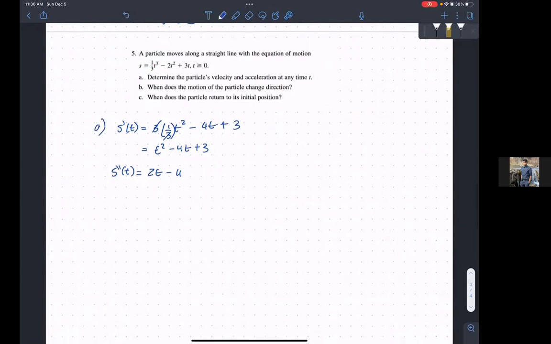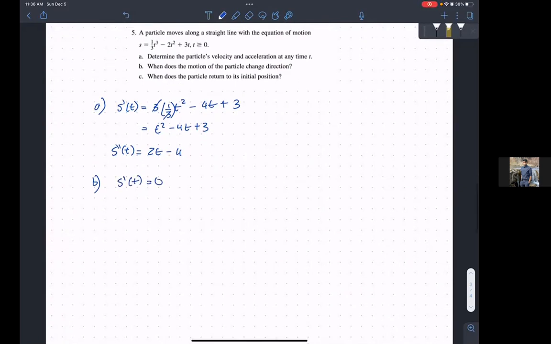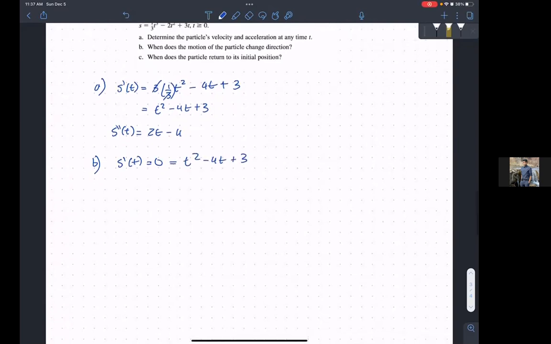B, when does the motion of the particle change direction? So how do you tell this? It has to go through 0 to change direction, right? So we can say s prime t equals 0. So 0 equals t squared minus 4t plus 3. This is a simple trinomial, so we just use standard factoring: negative 3, negative 1, has to multiply to 3 and add to negative 4. Use the butterfly, and we get t minus 1, t minus 3 as the factored form for s prime t.